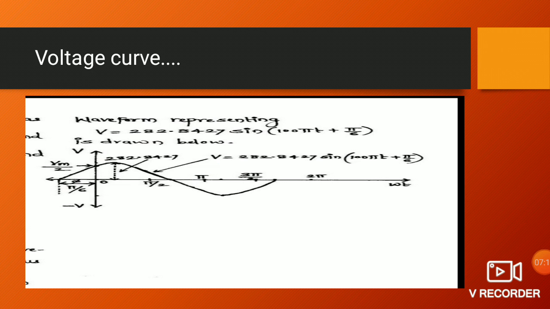So this is all about the phase difference and its characteristics. Hope all of you have understood it. Thank you.